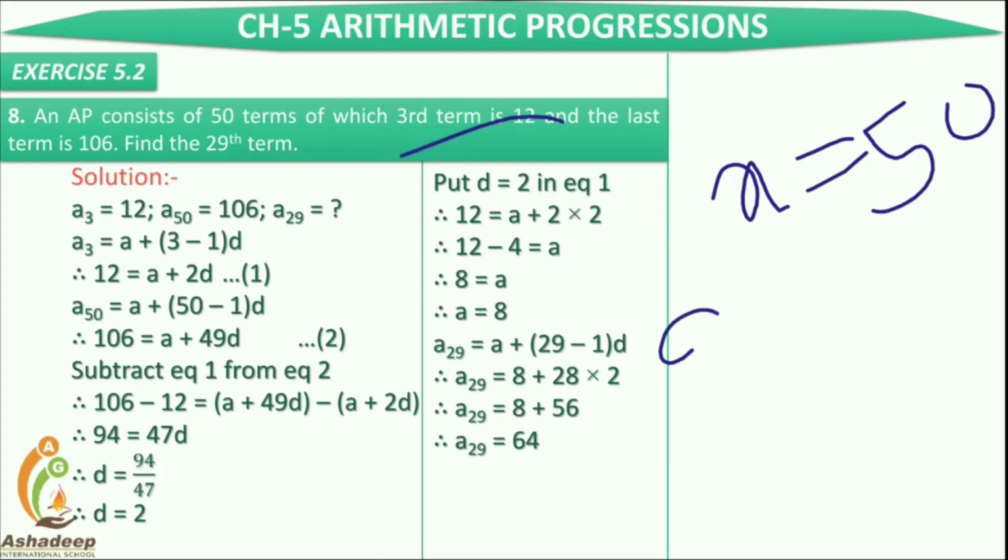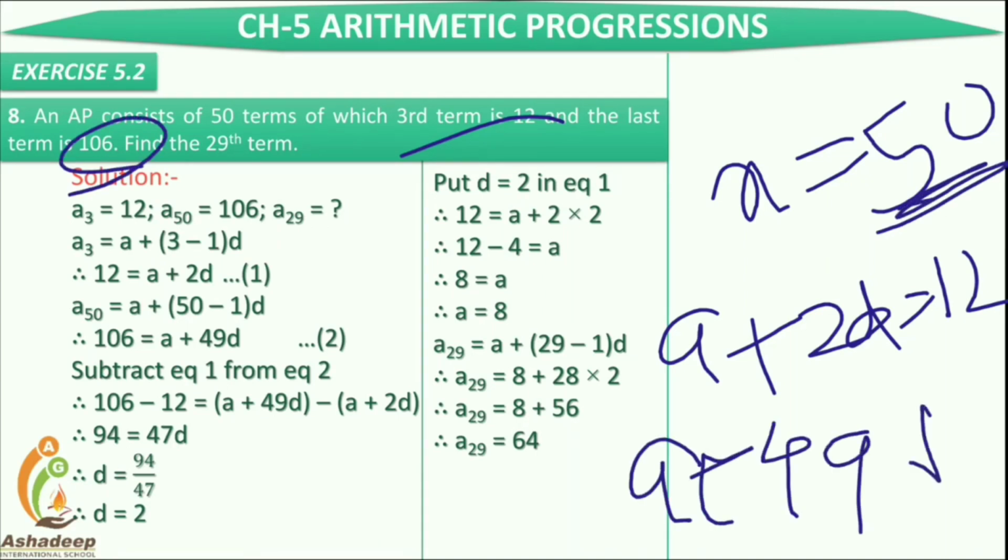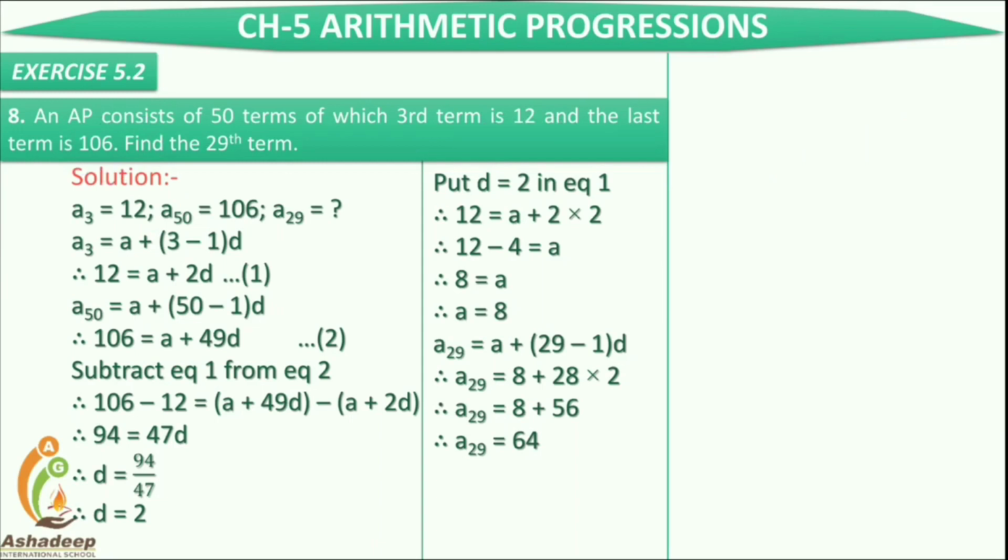Third term is 12. That means A plus 2D is equal to 12. Last term is कौन सा? 50 वाला term. तो 50 वाला term क्या लिखेंगे हम? A plus 49D is equal to 106. See this, right? A plus 49D is equal to 106 and this is 12 is equal to A plus 2D.